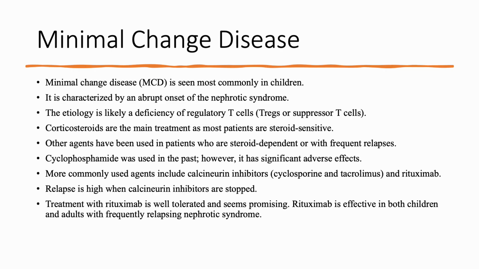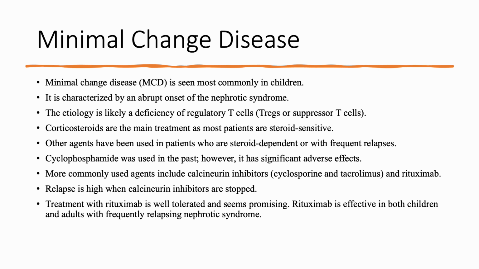Let's talk for a second about minimal change disease. It's more common in children. It is sudden, okay? Usually minimal change disease and primary focal segmental glomerulosclerosis, abrupt onset of nephrotic syndrome. The patient comes in very swollen. Some patients even have ascites. The etiology may be deficiency of Tregs or regulatory T cells or suppressor T cells.